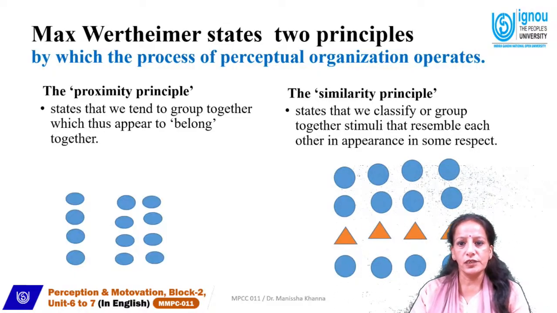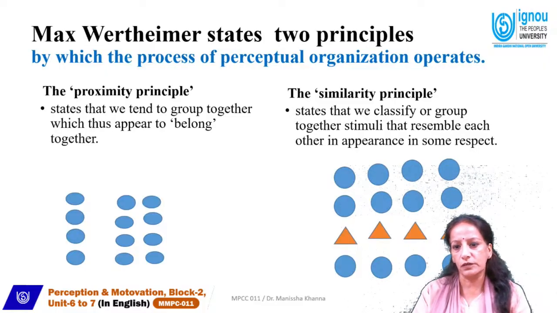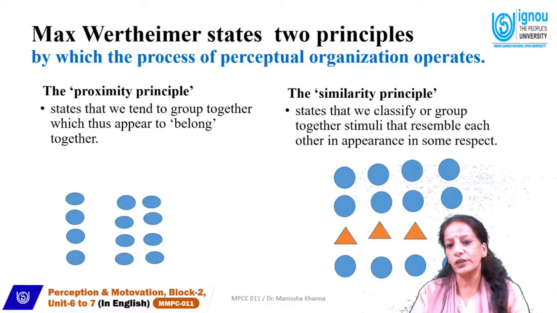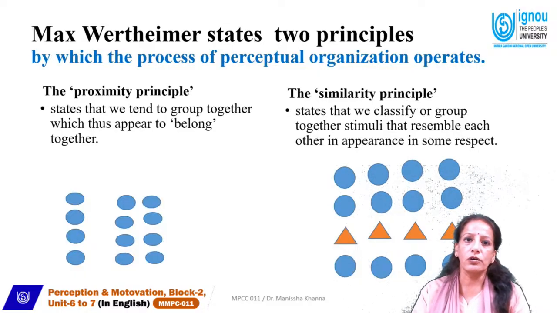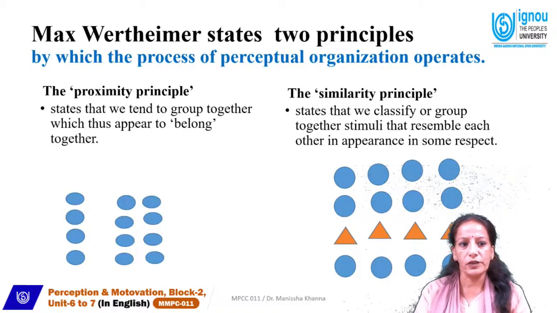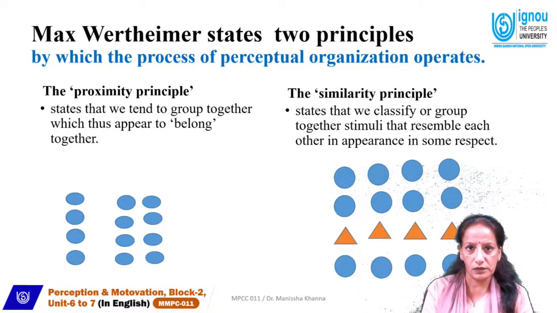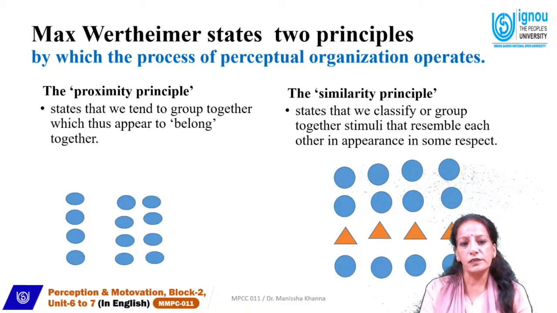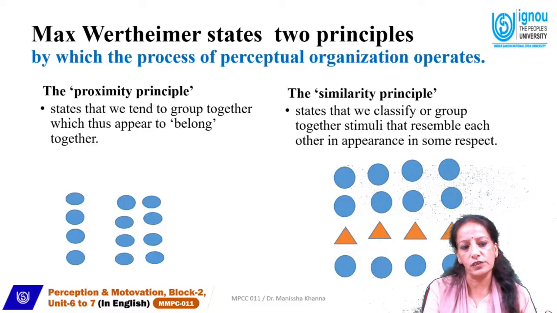Whereas, if we see the similarity principle here, it states that we classify together stimuli that resemble each other in appearance, in some respect, such as the color or the shape. Whereas in proximity, they are grouped together in a close look, or maybe within the same color, seen as one group together, and the other one, if the color is the same, which is shown in this figure, seems to be another group.